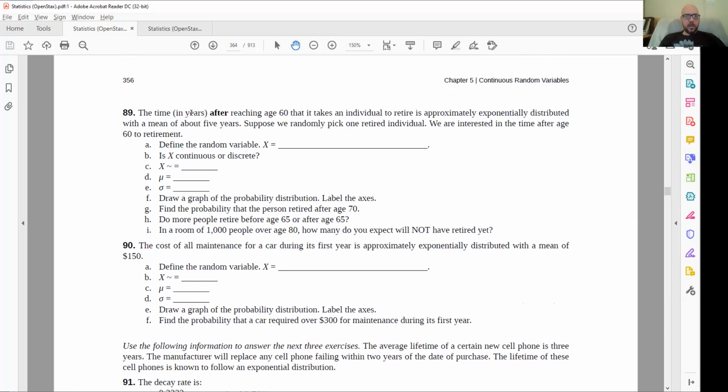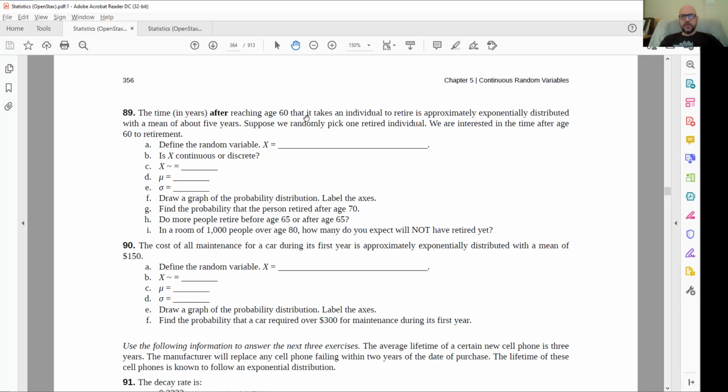So the time after reaching age 60 that it takes an individual to retire is exponentially distributed with a mean of 5 years. Now, when they say approximately and about 5 years, just take that to mean exponentially distributed with a mean of 5 years, right? It feels a little weird to just ignore all the caveats, ignore the approximately and the about, but without further information, that's just the right thing to do there. If the person stating the problem says this is basically exponential and the mean is about 5, just run with it.